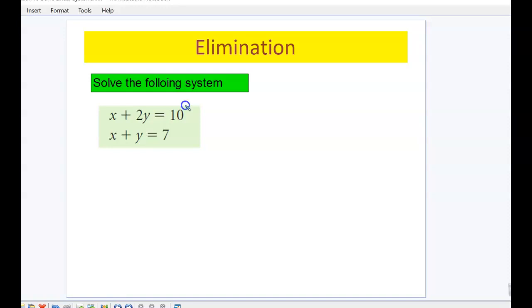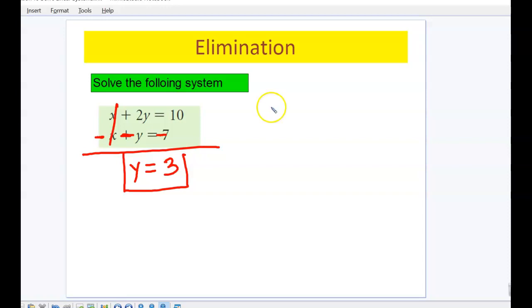Right now, if we were to multiply or add going vertically, nothing would really eliminate because x plus x would give me 2x, 2y plus y would give me 3y, and 10 plus 7 would give me 17. However, if I multiplied the bottom row by -1, this would become negative, this would become negative, and this would become negative. Now, if I added up my columns vertically, x minus x disappears, 2y minus 1y is y, and 10 minus 7 is 3. So I found my first coordinate of my solution to be y equals 3.